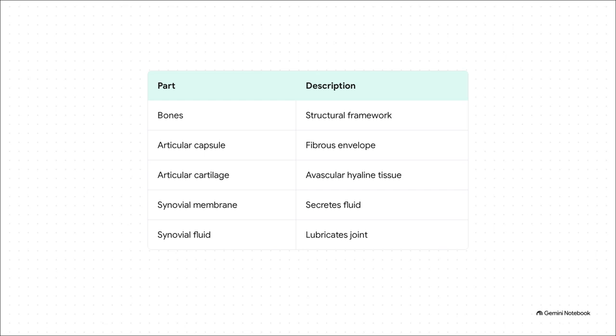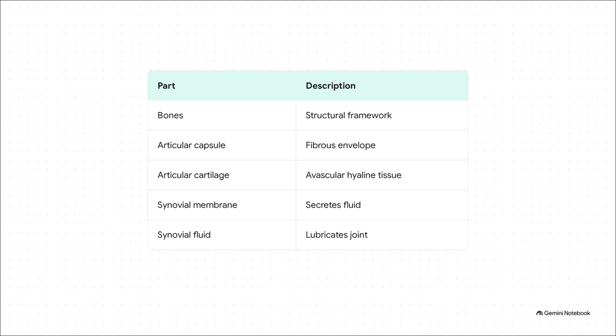First up, the articulating bones. These provide our structural framework and leverage. Second, the articular capsule. This is a really dense, fibrous envelope that completely encloses the joint cavity. Third, we have the articular cartilage. Think of this as a super smooth, avascular hyaline tissue that reduces friction and absorbs shock when the joint bears weight. It's a true shock absorber. Fourth is the synovial membrane. This is the inner lining that actively secretes lubricating fluid. And finally, the synovial fluid itself. This is a viscous fluid with an incredibly unique, almost egg white-like consistency. Its job is to nourish the chondrocytes and lubricate the joint surfaces.